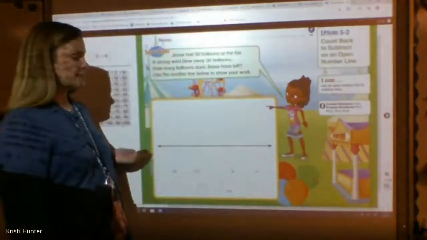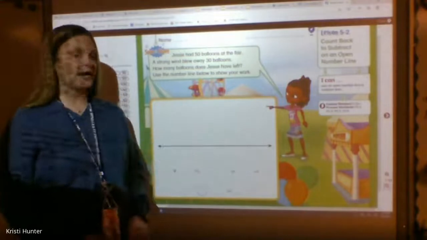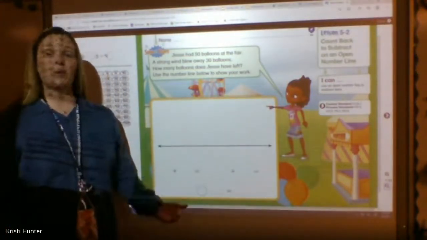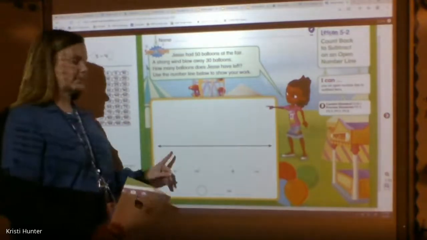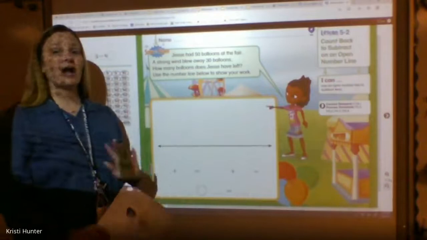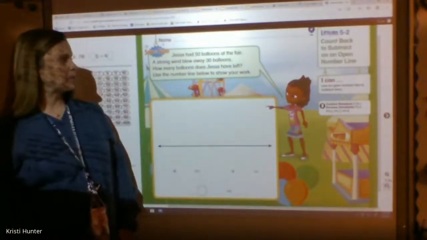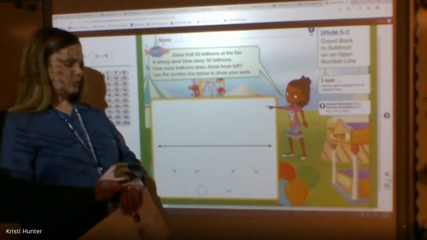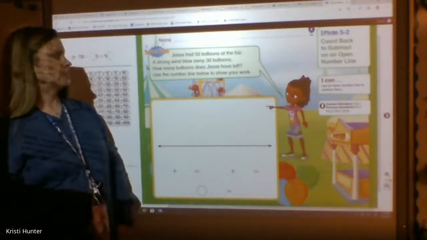So on this first page for lesson 5-2, you are going to see this open number line. Remember, we call it an open number line because these arrows are on the ends, which means it could go on and on forever in either direction. So we're going to be using this open number line today to review how to subtract two-digit numbers.